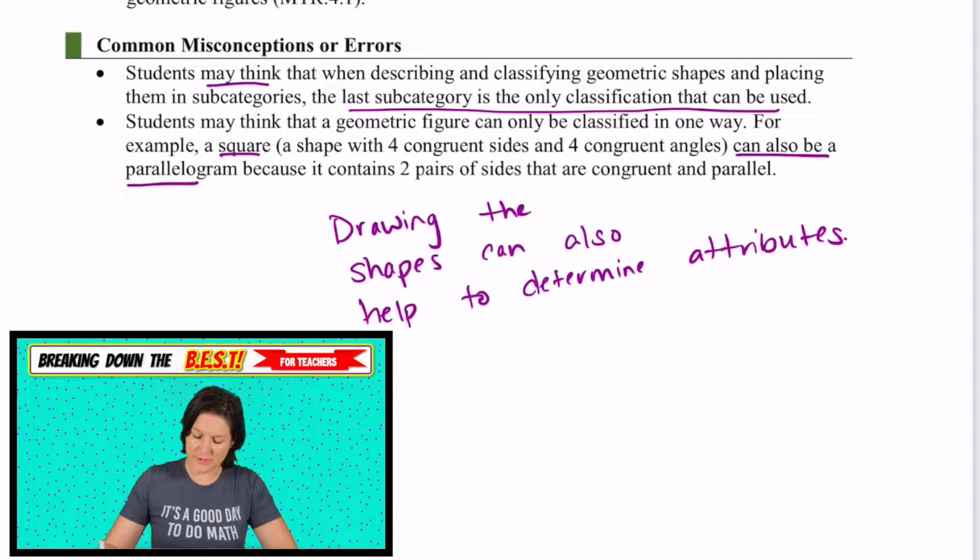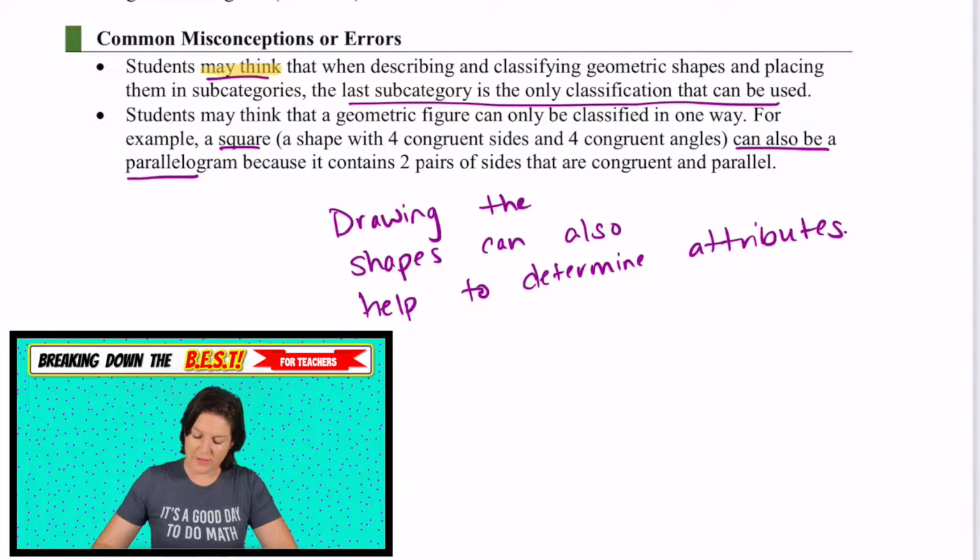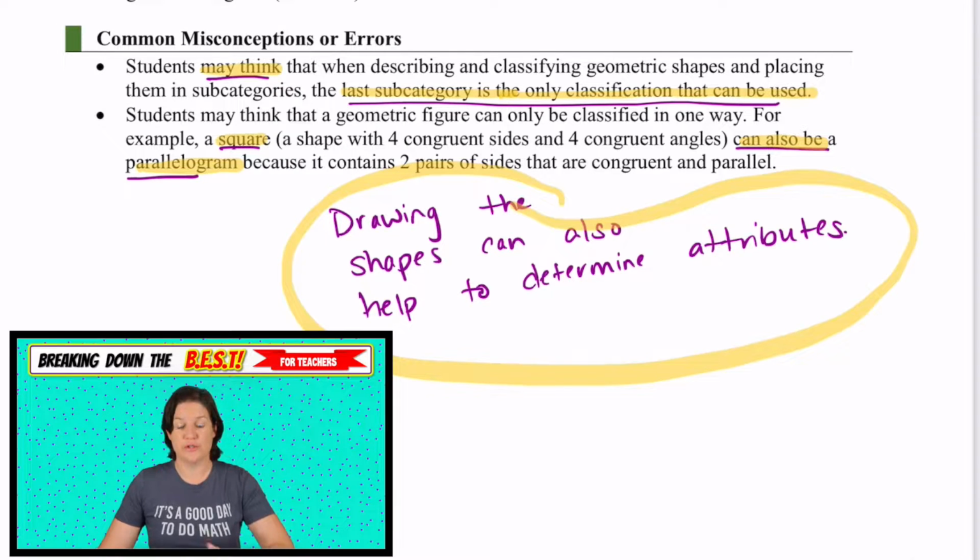Okay, some common misconceptions. It says that students may think that the last subcategory is the only classification that can be used. For instance, a square can also be a parallelogram. It can also be a rectangle. It can also be a rhombus. So drawing the shapes can help them determine their attributes.